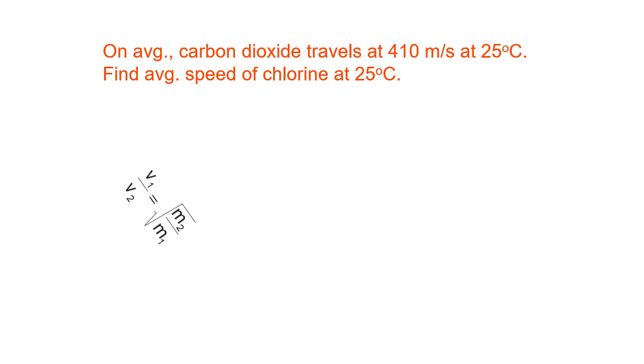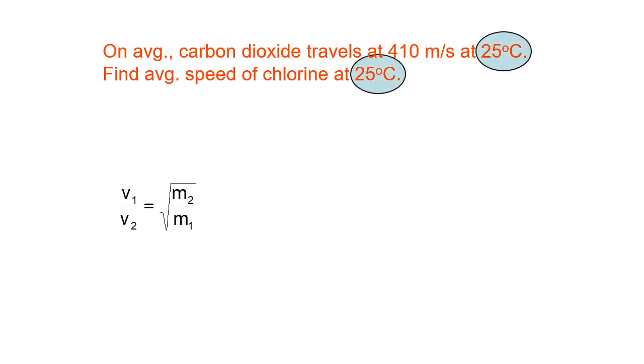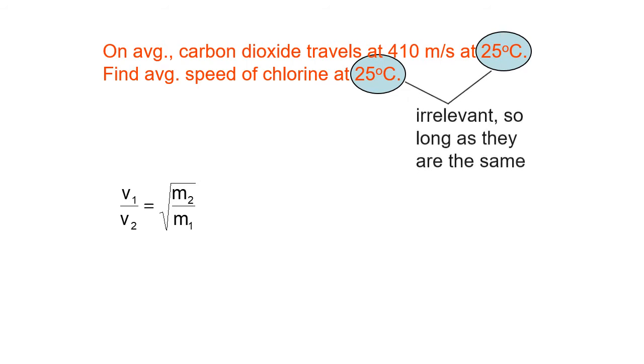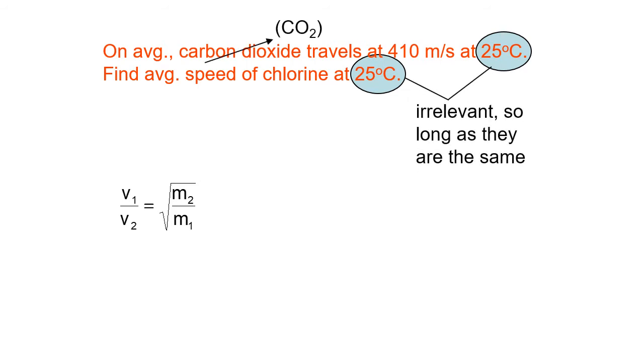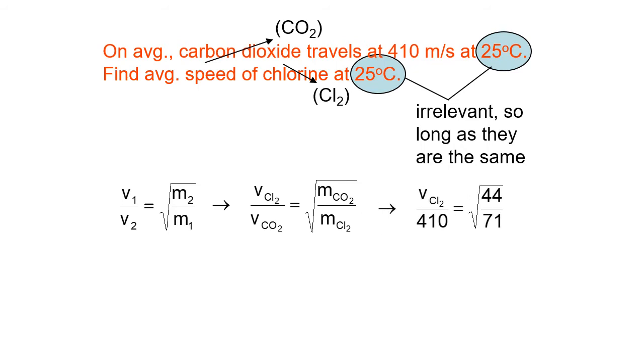First we have to figure out, what's our equation again? Velocity of 1 over velocity of 2 gives the square root of the mass of 2 divided by the mass of 1. They're both at 25 degrees Celsius, so yes, excellent, we can apply Graham's law. How much does carbon dioxide weigh and how much does chlorine weigh? Instead of doing 1s and 2s, we're going to replace it with the actual elements. Now we're looking for the velocity of chlorine.